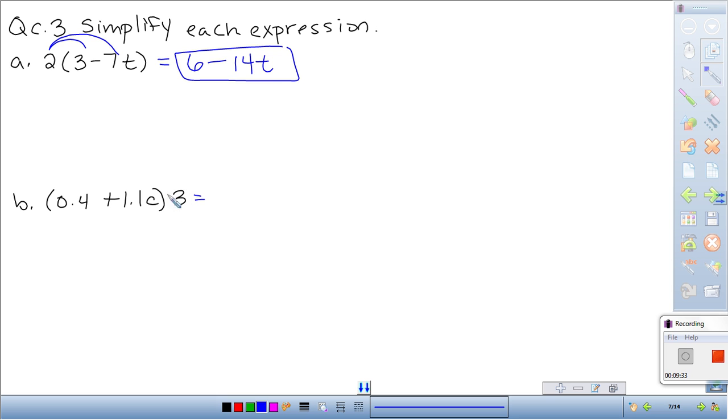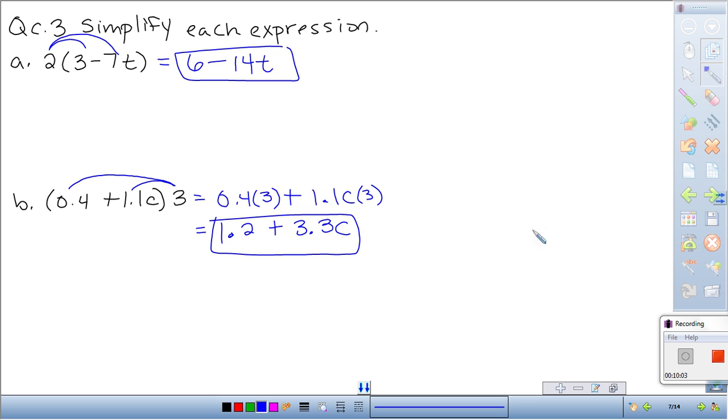On B, here's some of those with the numbers behind the decimal. So 4/10 times 3 plus 1 1/10 C times 3. 4/10 times 3 is 1 2/10. 4 times 3 is 12. There's one number behind the decimal. Plus 3 times 1 1/10 is 3 3/10 C. And again, not like terms, so we can't do anything else with them.